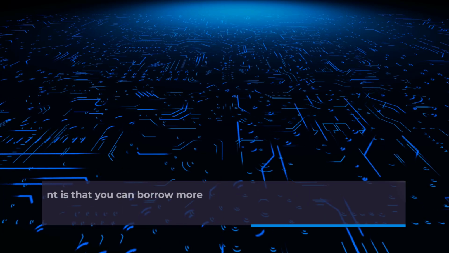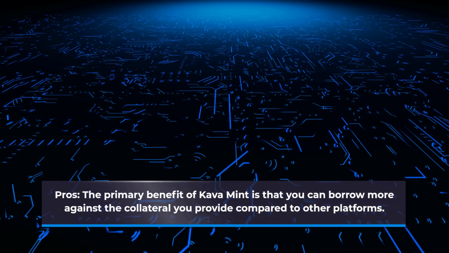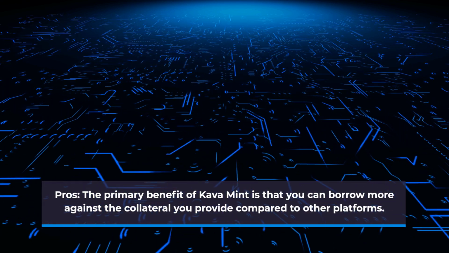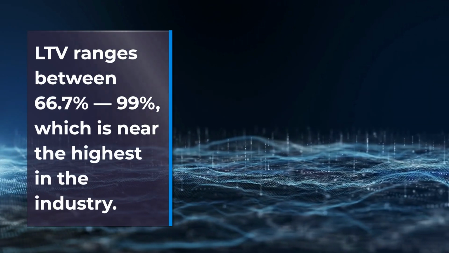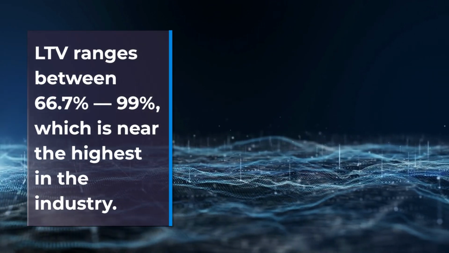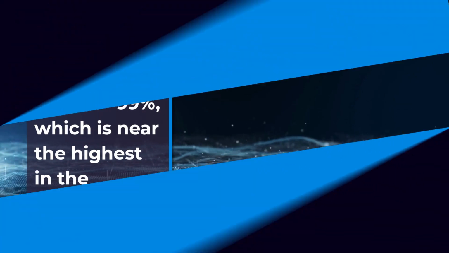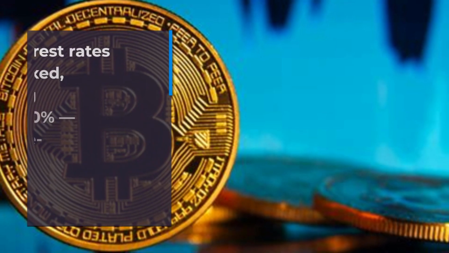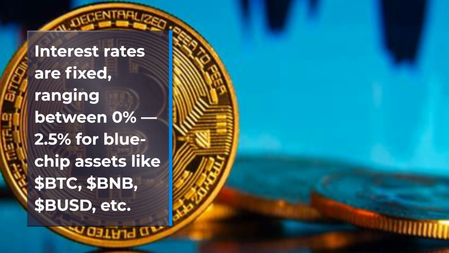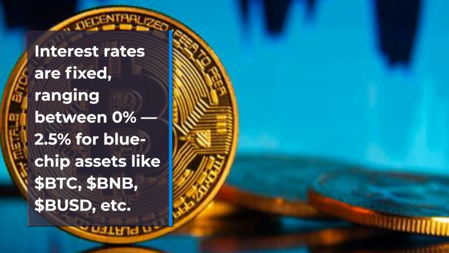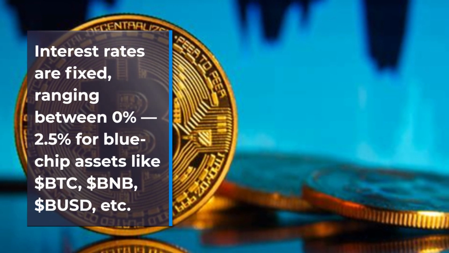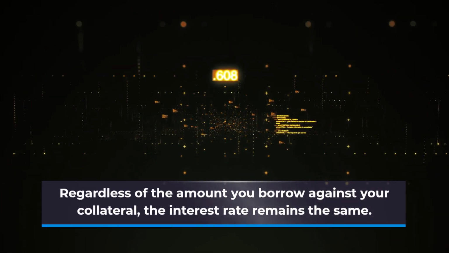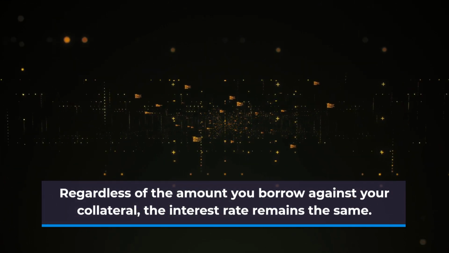Pros and cons: borrowing USDX on Kava Mint. Pros: the primary benefit of Kava Mint is that you can borrow more against the collateral you provide compared to other platforms. LTV ranges between 66.7% and 99%, which is near the highest in the industry. Interest rates are fixed, ranging between 0% and 2.5% for blue-chip assets like BTC, BNB, BUSD, etc.